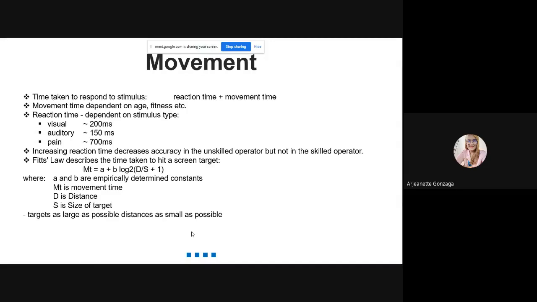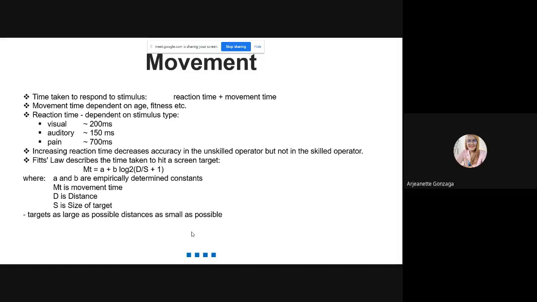So next we have the movement. This is the time taken to respond to a stimulus. Hindi naman pwedeng mabilis yung user, napakabagal ng computer. Minsan naiinis tayo pag gano'n, 'di ba? Kailangan mag-adjust ng ating computer sa ating user. So reaction time and movement time. Sa movement time, it depends on age at sa fitness, etc. Marami pang ibang nakadepende dyan. Sa reaction time, ito yung dependent on stimulus type.